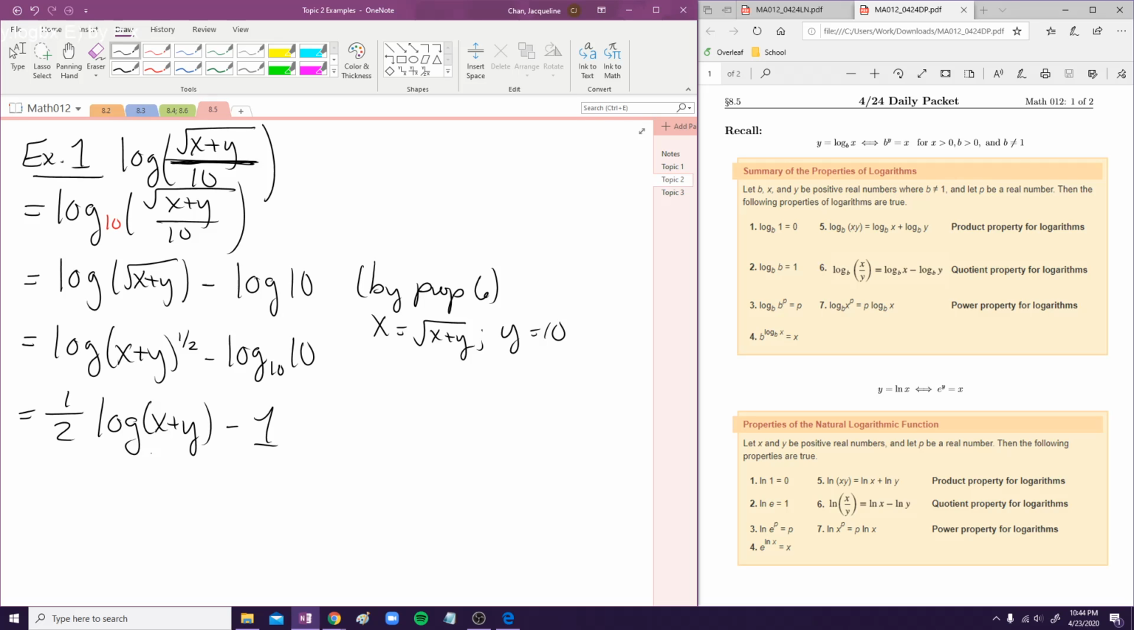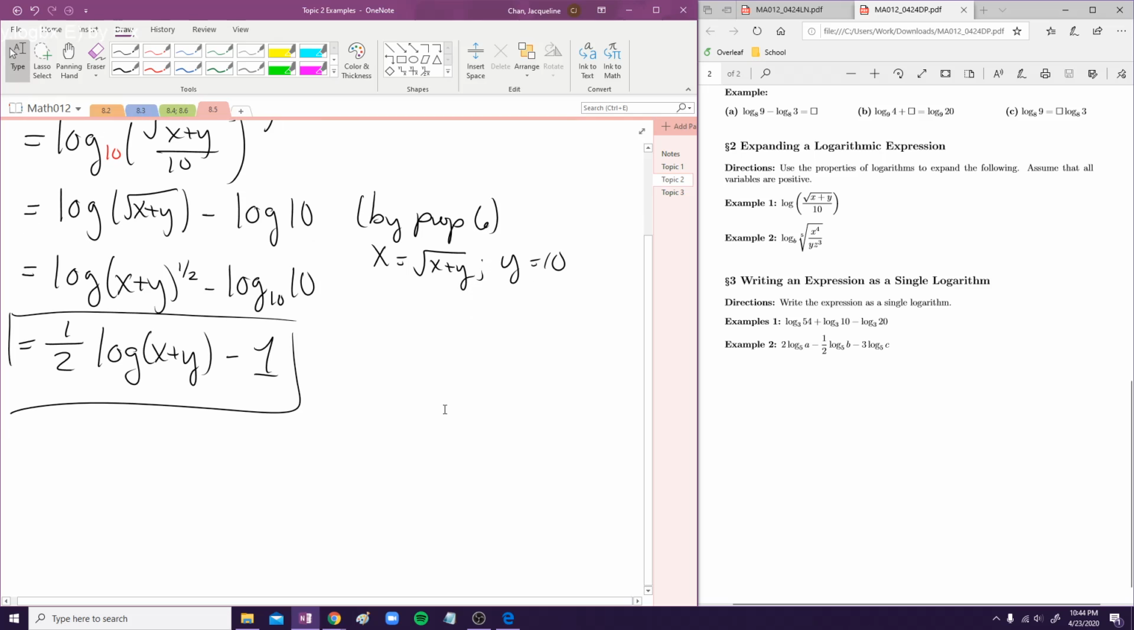We can't separate addition or subtraction in a logarithm, just multiplication, division, and exponent. So this is as simplified as it can get. The expanded form of log of the square root of x plus y over 10 is equal to 1/2 log of x plus y, minus 1. Now, let's do another example.